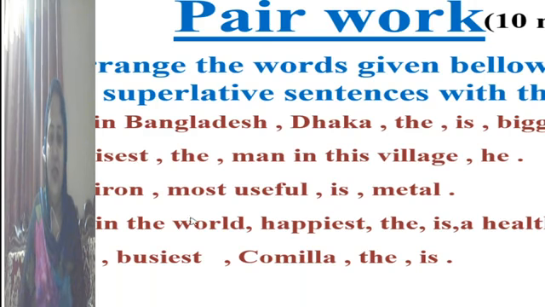And the last one, the subject is Kumilla, then the verb is, the busiest town. So that's it. Very easy. Thank you. Then evaluation, right?